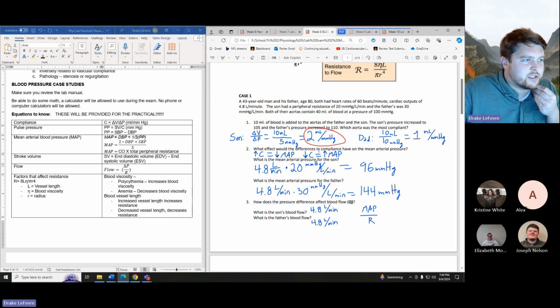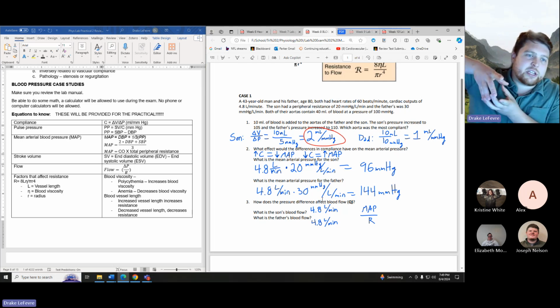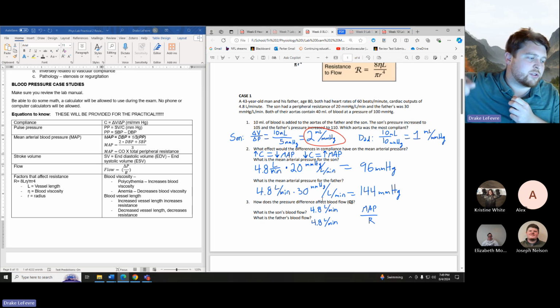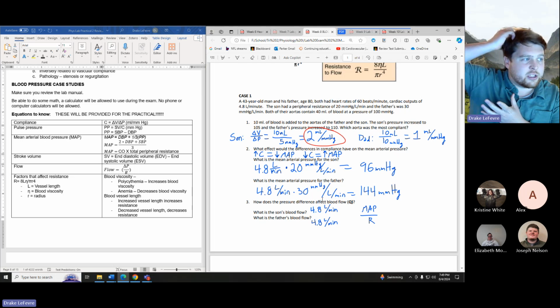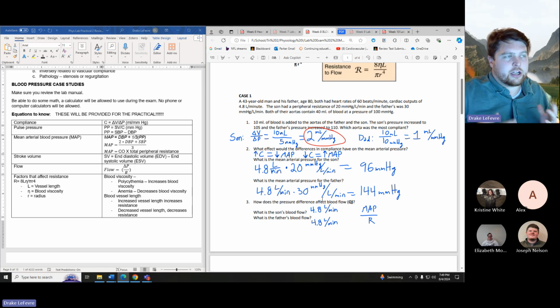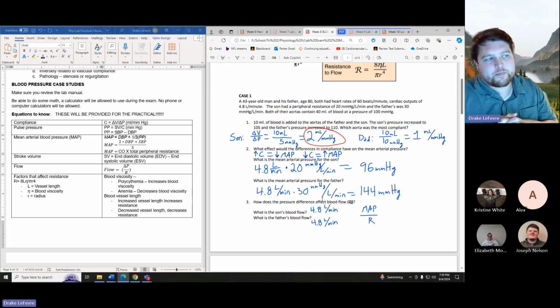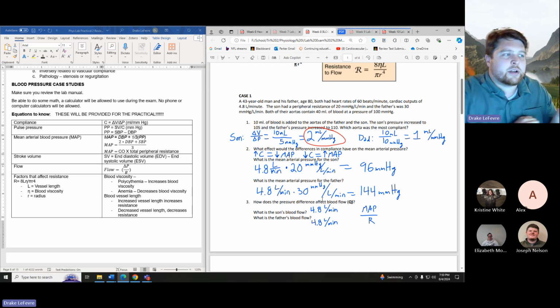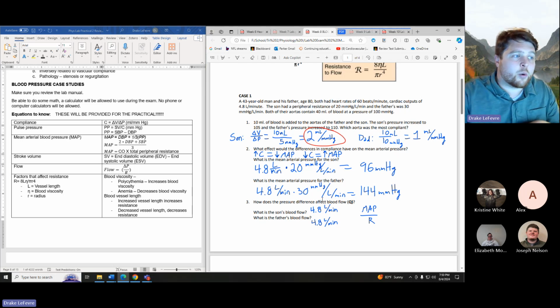What effect would the difference in compliance have on the mean arterial pressure? Again, compliance is how much give the vessels have. So when vessels have more give, when you change the amount of volume in them, the pressure changes are not as drastic. So if we have an increased compliance, our mean arterial pressure is lower. If we get lower compliance as we get older, our mean arterial pressure goes up.